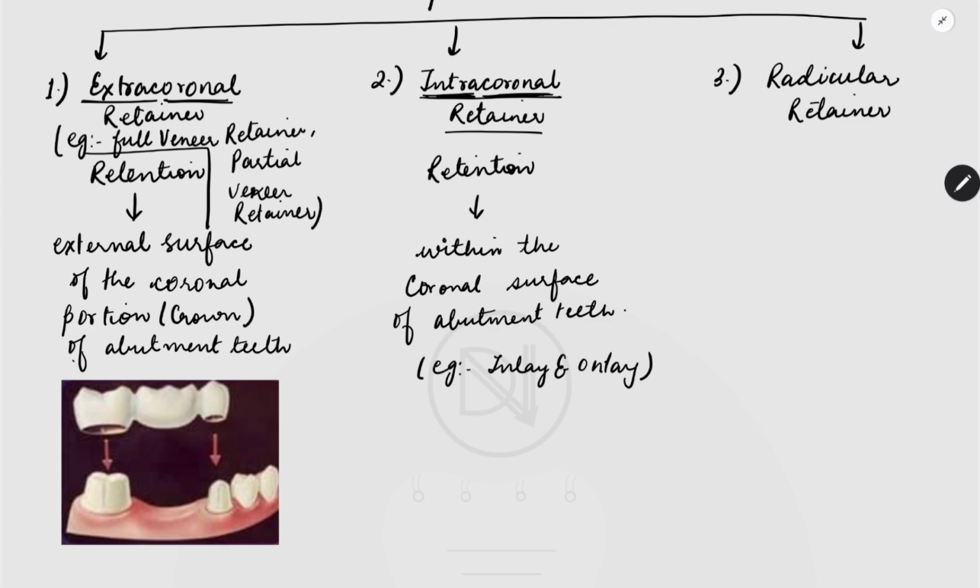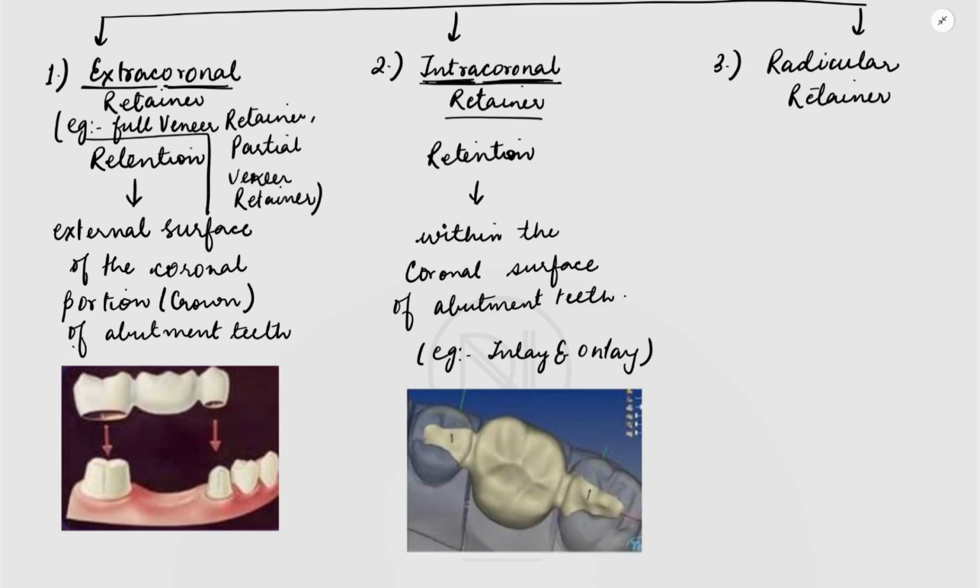Now from the image you can see that the retention is achieved from within the crown surface, that is by the inlay, which is on both sides, and this is your pontic and these are your connectors. So this is called your intracoronal retainer because it has been achieved from within the tooth of the abutment.